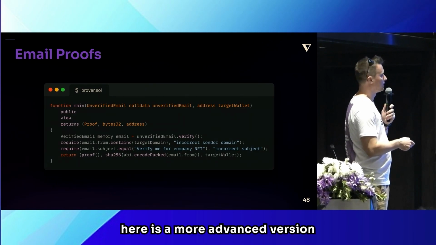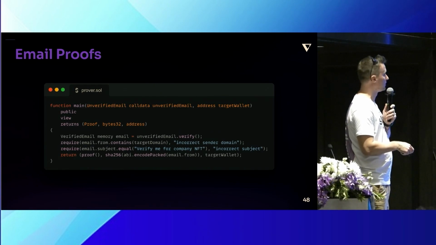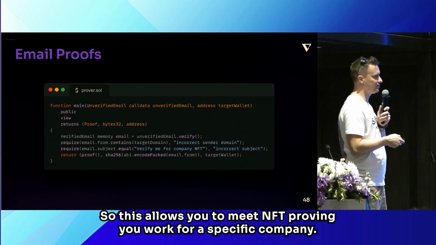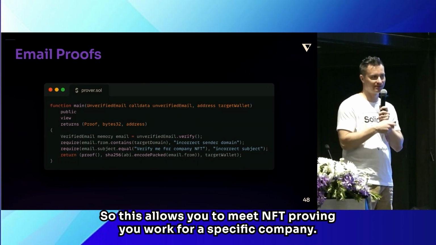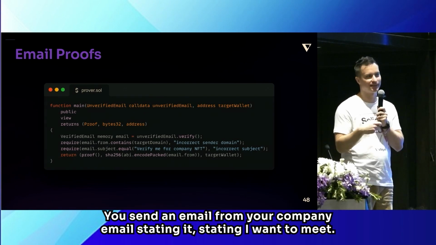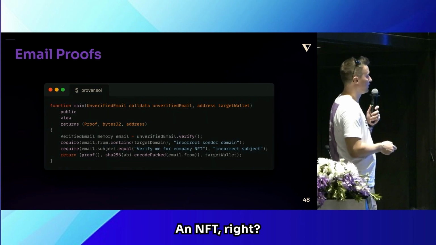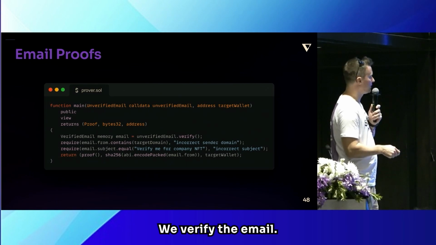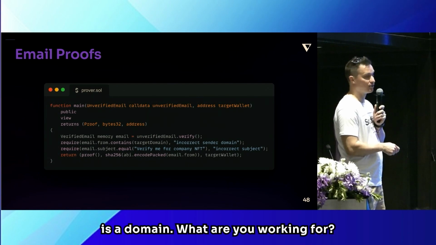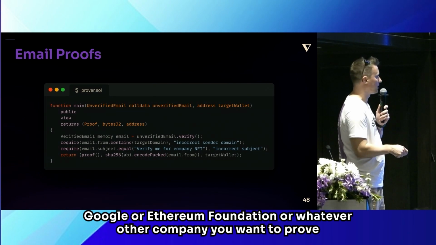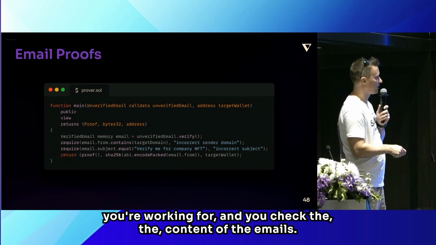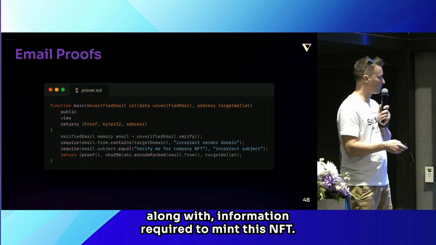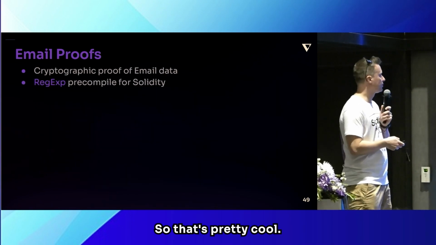Here is a more advanced version. This is a cool example. I told you there's going to be some disruption with NFT. So this allows you to mint an NFT proving you work for a specific company. What you do is send an email from your company email stating I want to mint an NFT, right? So it takes an unverified email and the target wallet, which we're going to use to mint the NFT in the verifier. We verify the email, we check its domain, whether you're working for Google or Ethereum Foundation or whatever other company you want to prove you're working for. And you check the content of the email is correct, and then you can just return the target wallet along with the information required to mint this NFT. So that's pretty cool.